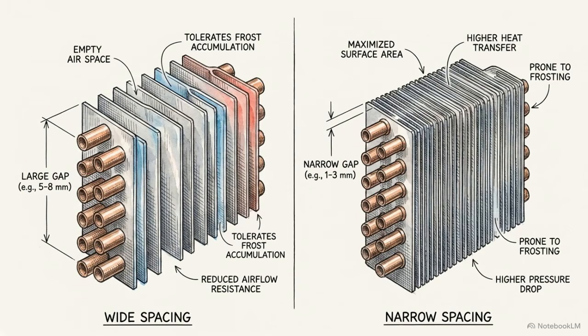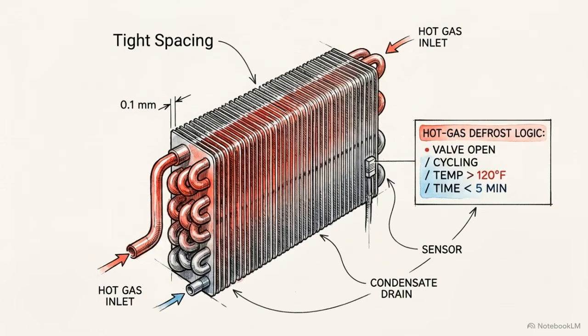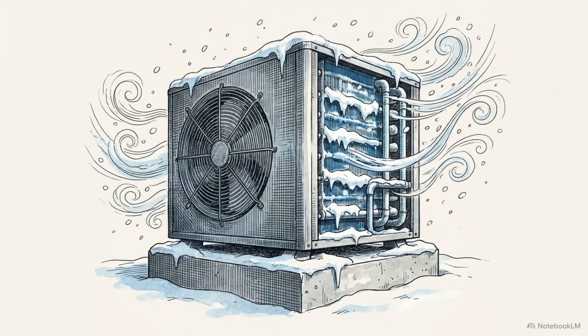They might widen the fin spacing to 4 or 5 fins per inch to delay frost accumulation, or tighten it to between 10 and 20 fins per inch if the system is equipped with highly aggressive hot gas defrost logic. While air source heat pumps are highly accessible and easy to install, they remain thermodynamically volatile and are strictly bound by the limits of atmospheric moisture.